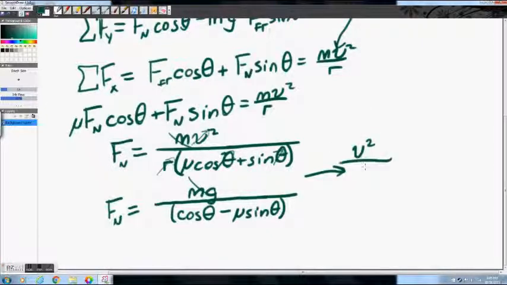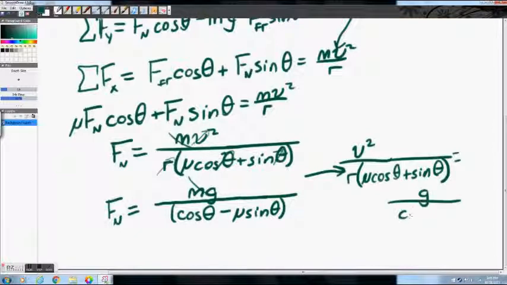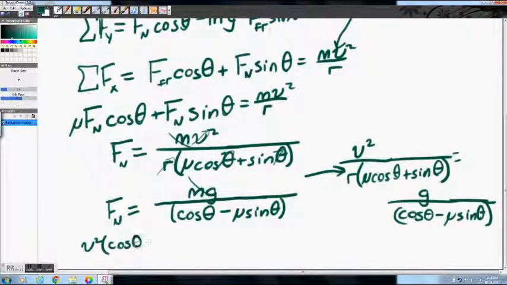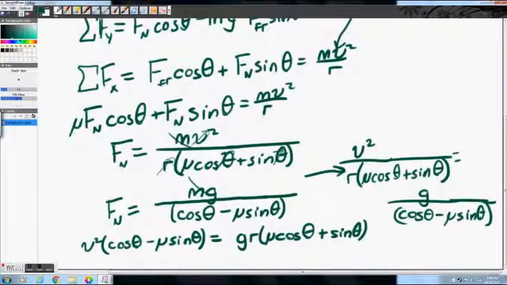So v squared over r times mu cosine theta plus sine theta equals, it isn't really going to fit, okay, I'll write it down here, g times cosine theta minus mu sine theta. So what we're going to do is multiply the denominators of each one on both sides. Okay, v squared times cosine theta minus mu sine theta equals gr times mu cosine theta plus sine theta. And what we do is distribute the gr and v squared, get mu on both sides, isolate it and everything, and that would give us our answer. Okay.